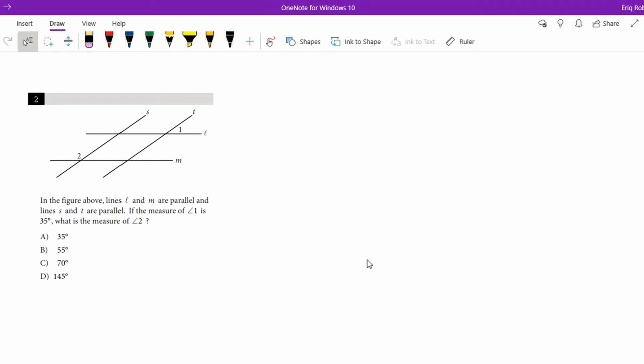Obviously, you can see that angle 2 is an obtuse angle, which is greater than 90. And out of the 4 choices, only answer D is greater than 90. So, that's the answer.